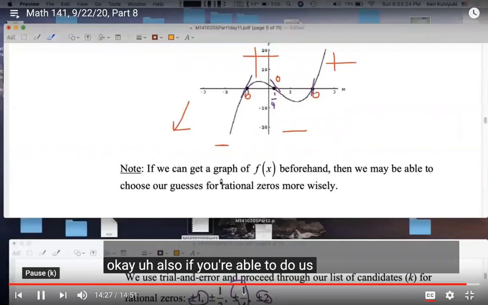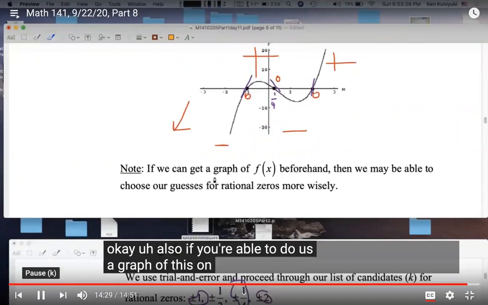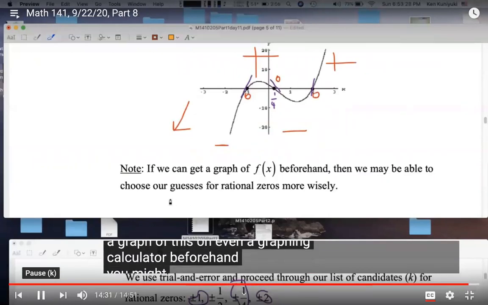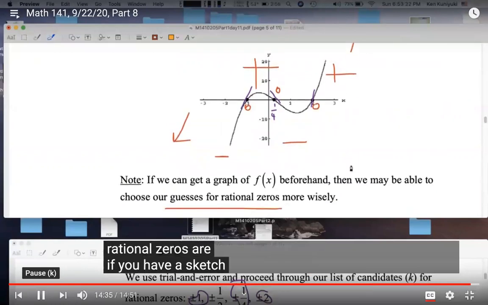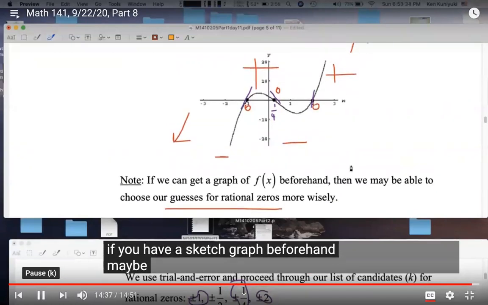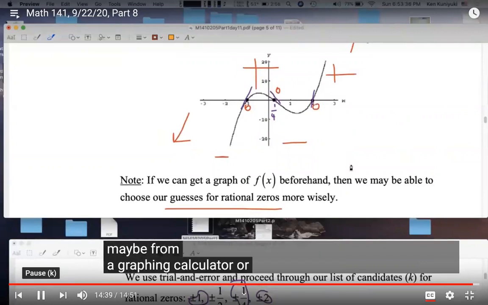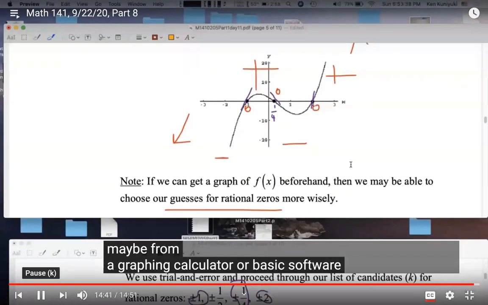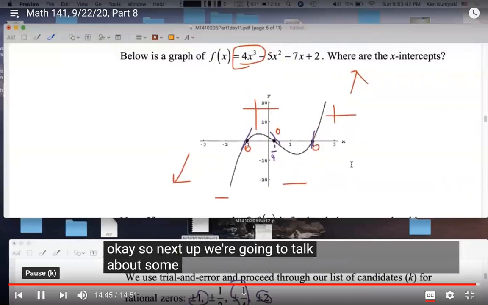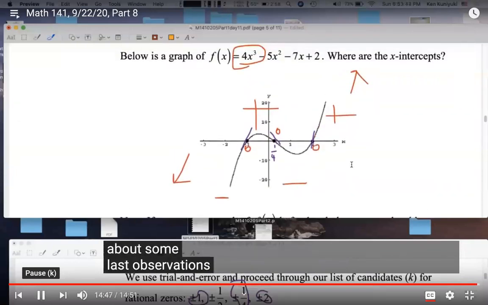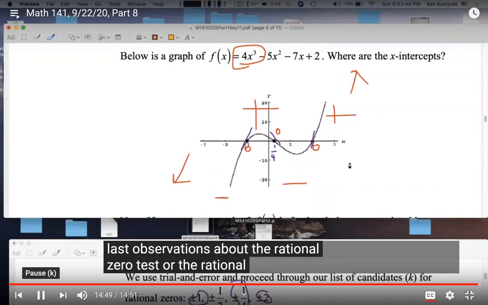Also, if you're able to do a graph of this, on even a graphing calculator beforehand, you might be able to guess what the rational zeros are if you have a sketch graph beforehand, maybe from a graphing calculator or basic software. Okay, so next up, we're going to talk about some last observations about the rational zero test or the rational roots theorem.